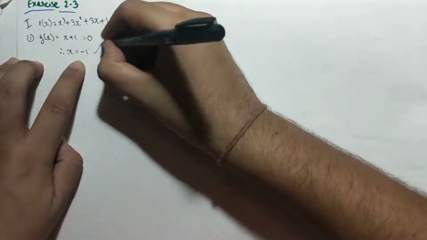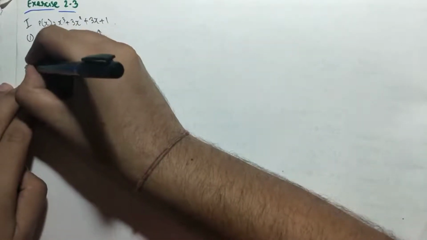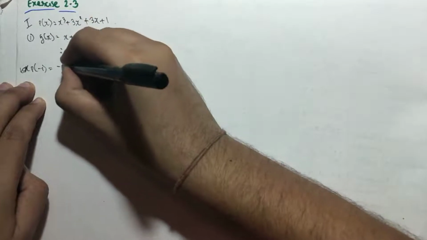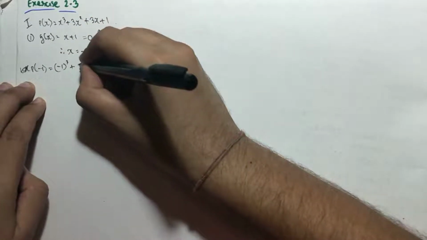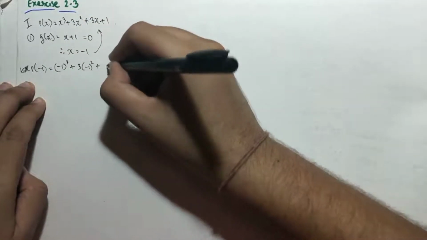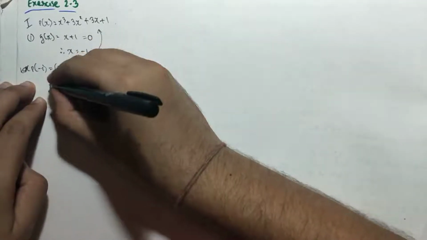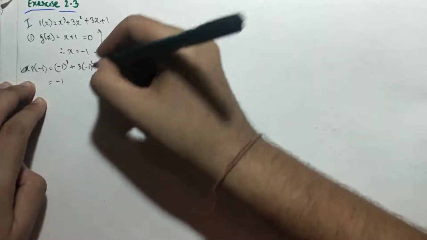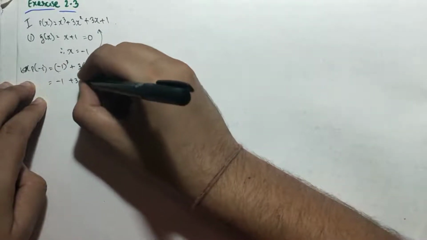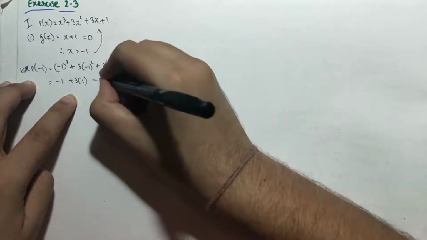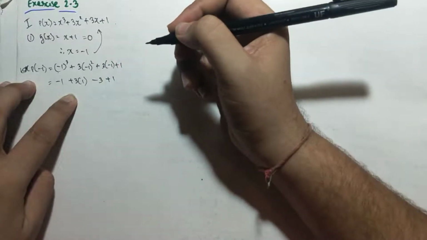X plus 1 equals to 0. So x will be equals to minus 1. Substituting this value of x in this equation, so p of minus 1 would be equals to minus 1 cube plus 3 into minus 1 square plus 3 into minus 1 plus 1. Minus 1 cube, that is minus 1, plus 3 into minus 1 square, that is 1. Square of a negative number is always positive. 3 into minus 1 is minus 3 plus 1.